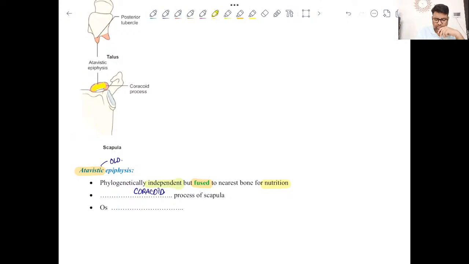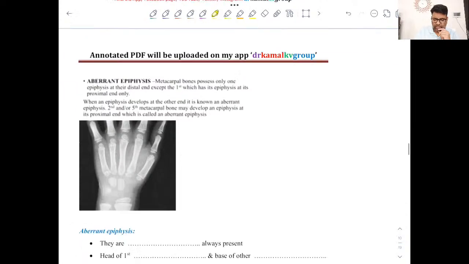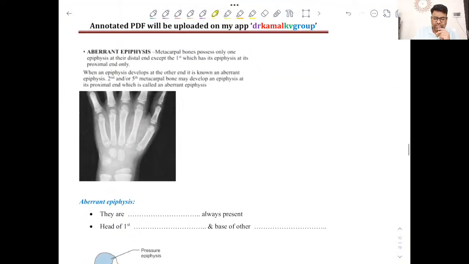Okay, so this is coracoid process of scapula. Another example is os trigonum. Clear? So just remember these two examples of atavistic epiphysis. Initially independent, later on part of some other bone. Then another is aberrant epiphysis.